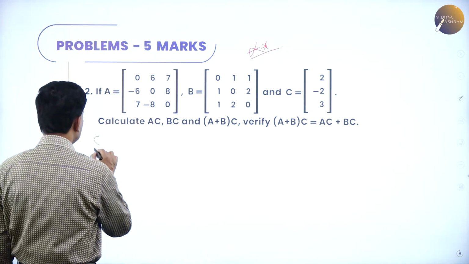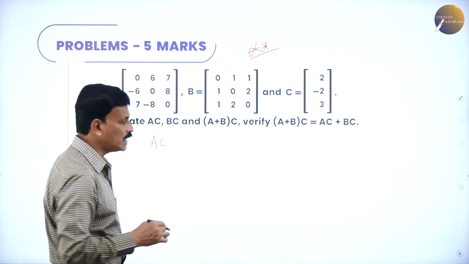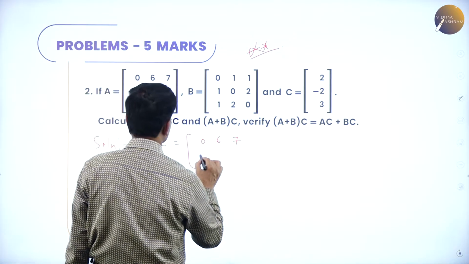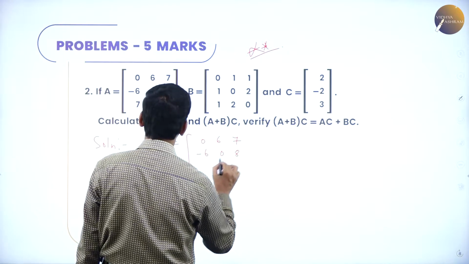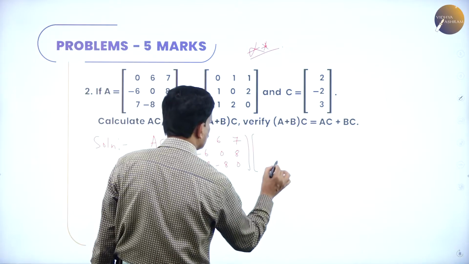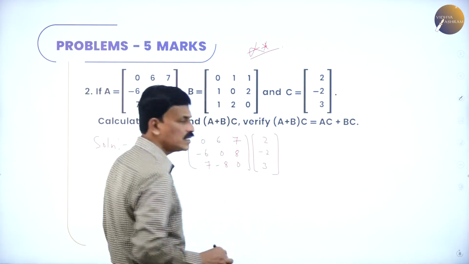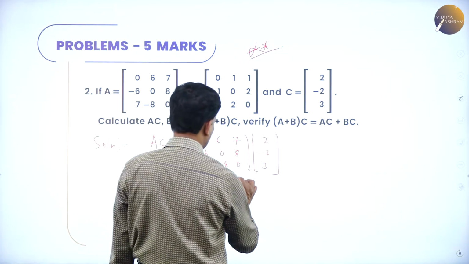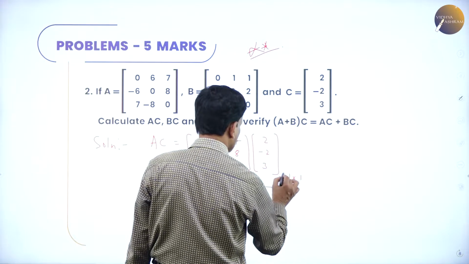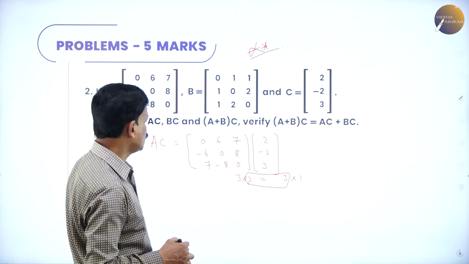Now, let us come to the first one. Verify first AC, multiply A and C. What is A? A is 0, 6, 7, minus 6, 0, 8, 7, minus 8 and 0 into C. What is C? C is 2, minus 2 and 3. Check whether this can be multiplied or not. This is of order 3 rows 3 columns. This is 3 rows 1 column. So, these two are equal. We can multiply and the matrix we are going to get is of order 3 into 1.